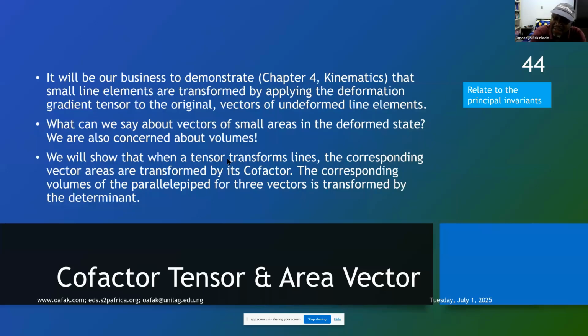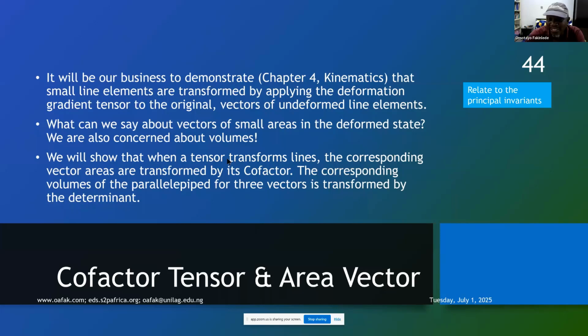The third question is, if I have a parallelepiped, which is a small volume in the original thing, if I know how the lines, the vectors that made up the parallelepiped have been transformed, can I get how the volume will be transformed? We will show that when a tensor transforms lines, the corresponding vector areas are transformed by the cofactor of that tensor. The corresponding volumes of the parallelepiped for these three vectors will be transformed by the determinant of the tensor.